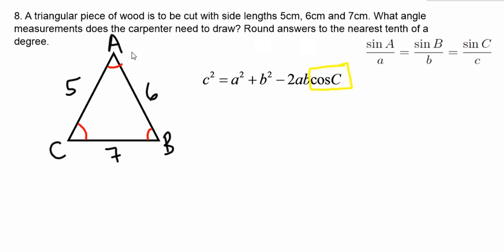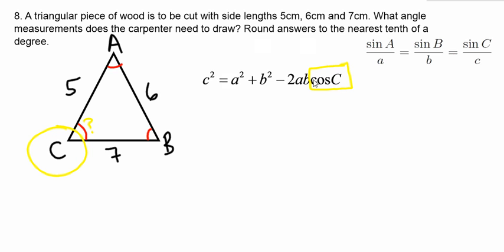And I guess since I labeled my triangle ABC, I might as well stick to that. I'm going to start by finding angle C so that I don't even have to rearrange this with any of the letters. I just need to rearrange it as it is. So how can I rearrange this? So again, the yellow box is what I need to isolate.